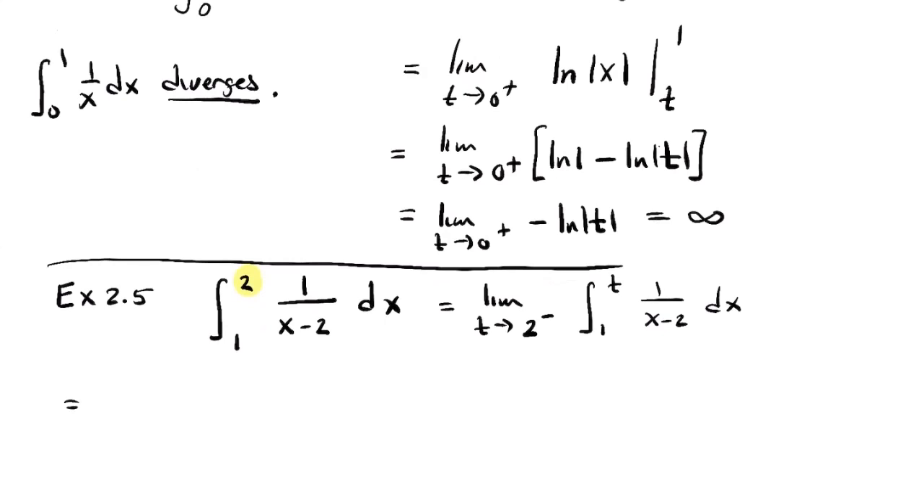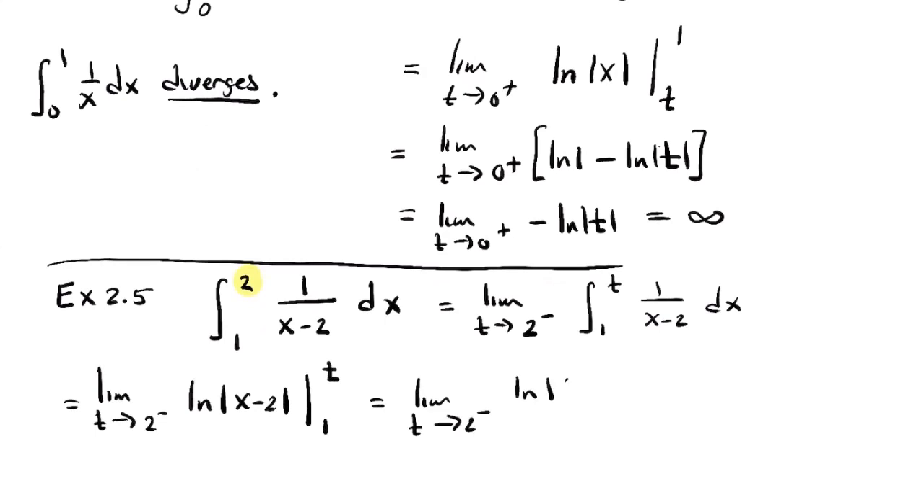I'm going to come over here to the left because I don't have the vertical room to scroll here. So I'm going to take the limit as t goes to 2 from the left of the antiderivative of 1 over x minus 2. Well, that's again a logarithm. And we're evaluating that from 1 to t. So we're taking the limit as t goes to 2 from the left of the logarithm of the absolute value of t minus 2, minus the logarithm of the absolute value of 1 minus 2. That's an absolute value, though, so that's the logarithm of 1. So once again, the logarithm of 1 is 0, so we just have to look at this logarithm.